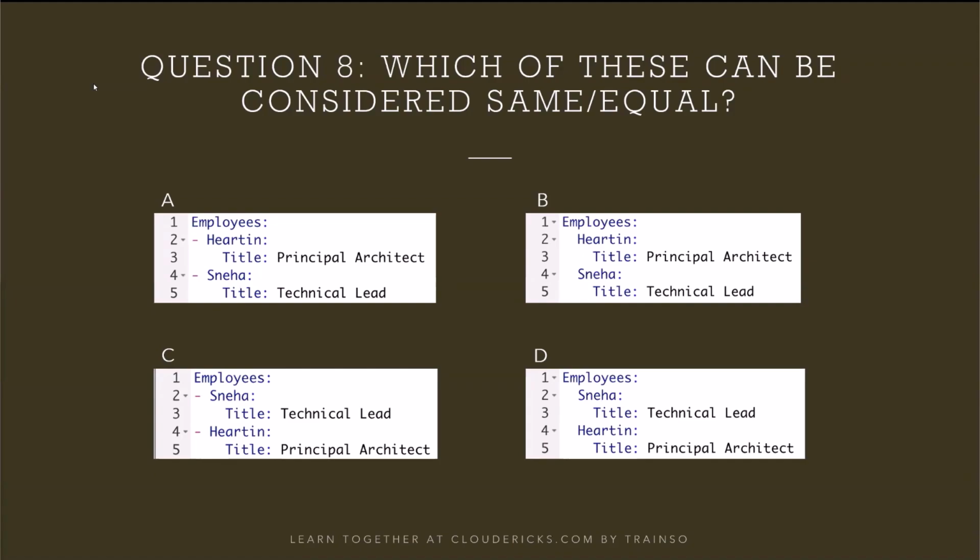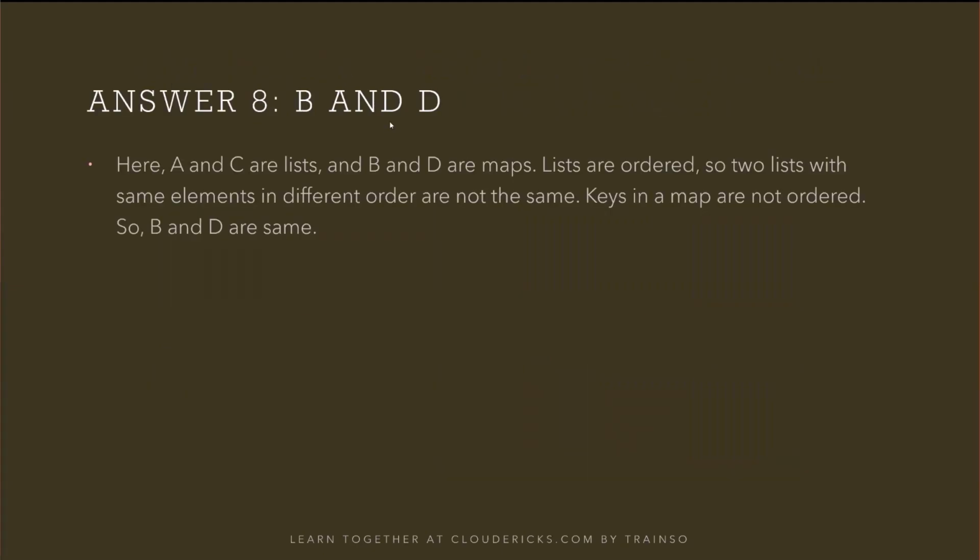Here, the employees map B and the employees map D both have the same keys with the same values. So both of them are equal. So the answer is B and D. Here A and C are lists, B and D are maps. Lists are ordered. So two lists with the same elements in a different order are not the same. Keys in a map are not ordered. So B and D are same.